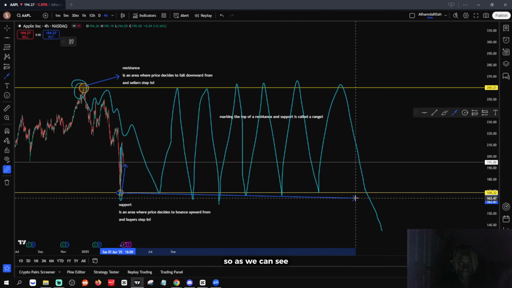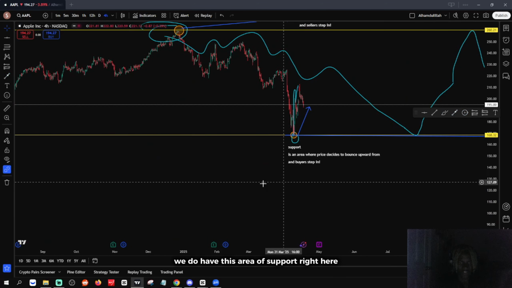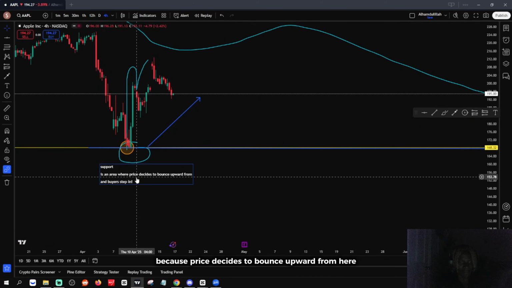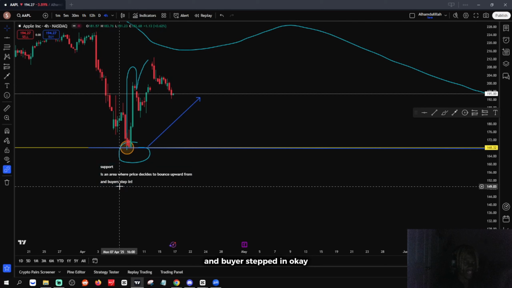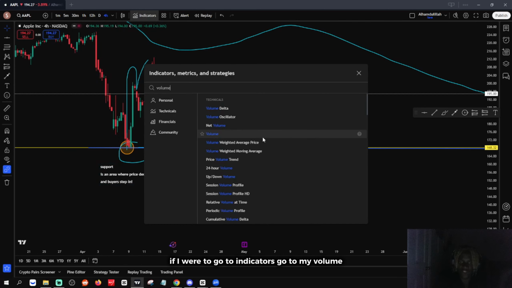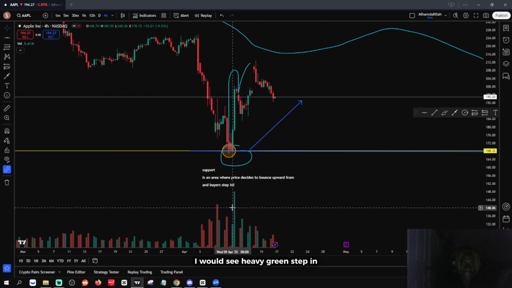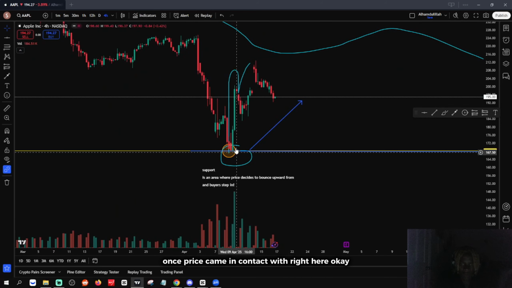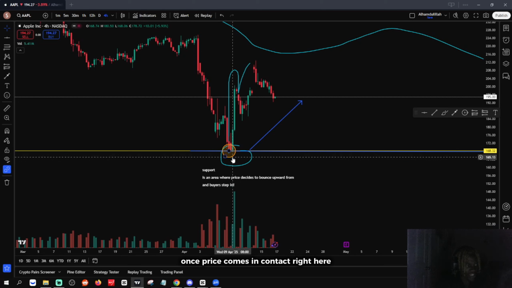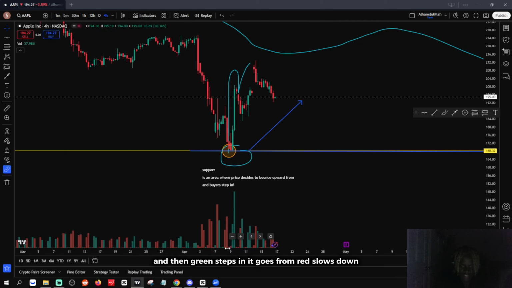So as we can see, we do have this area of support right here. This is an area of support because price decided to bounce upward from here and buyers stepped in. Okay? If I were to go to indicators, go to my volume, turn on volume down here, I would see heavy green step in once price came in contact with right here. Okay? So I'm seeing heavy green come in once price comes in contact right here. And then green steps in. It goes from red, slows down, buying steps in, and then green. Boom.